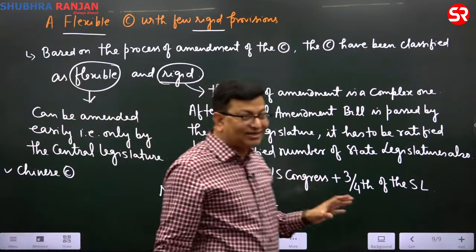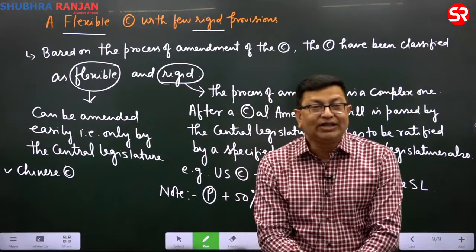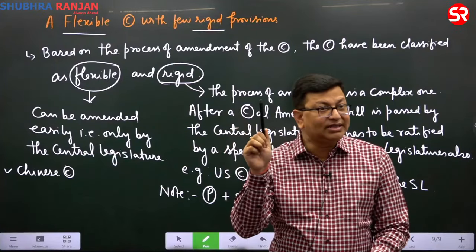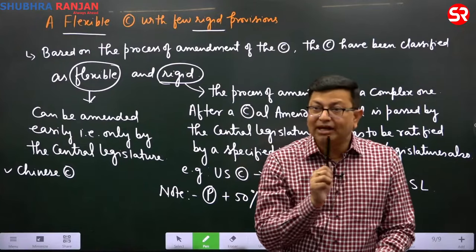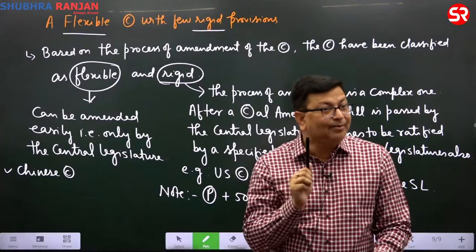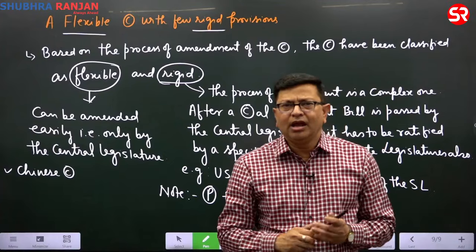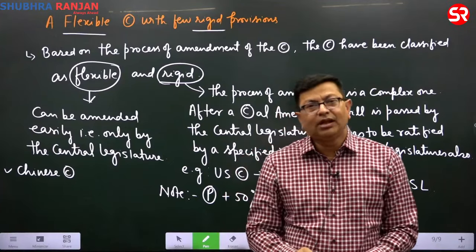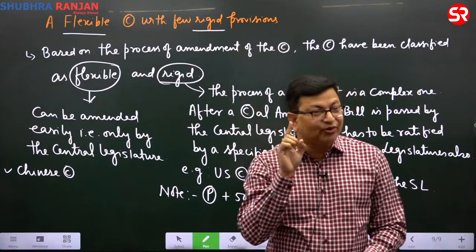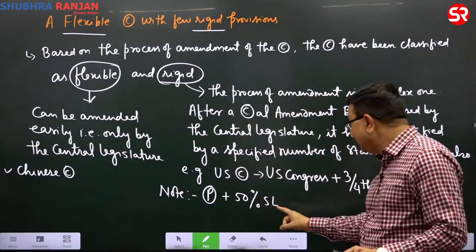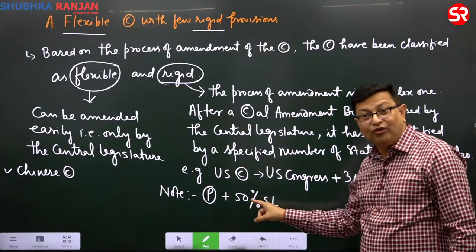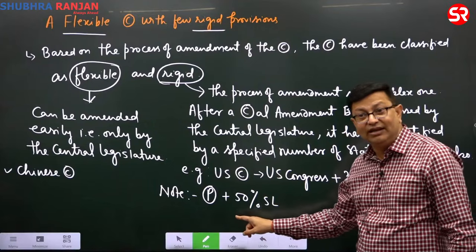ये तो हुआ your basics. So in case of India, which provisions can be termed as rigid provisions? Parliament plus 50% of the state legislatures. In Parliament, a special majority will be required, and in the state assemblies, simple majority will be required. Now coming to the second part, what are the rigid provisions of the Constitution? Means which provisions of the Constitution, after being passed by the Parliament, need to be ratified or approved by 50% of the state legislatures.